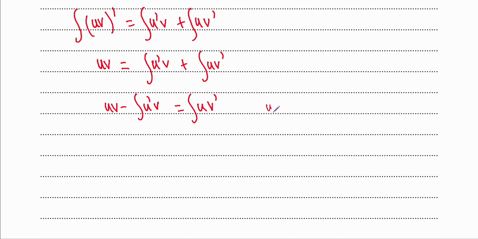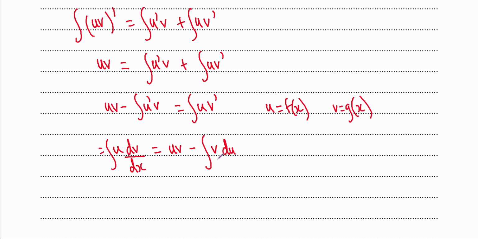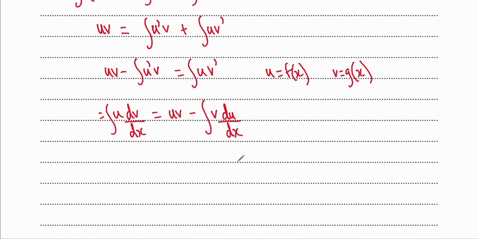But remember, u is a function in terms of x. So u is equal to something in terms of x, and v is also equal to something in terms of x. They're functions, right? So another way to write this is the integral of u times v', and v' is just dv/dx, the derivative of v with respect to x. That is equal to uv, minus the integral of v times u', and u' is just the derivative of u with respect to x, so you write that as du/dx.